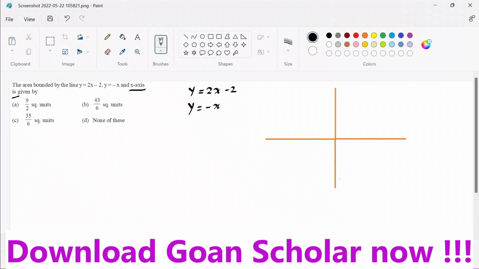Putting x as 0 in the first equation, we will get y as minus 2. So x is 0, y is minus 2. So this must be passing here, minus 2. And if y is 0, then x will be how much? x will be 1. So if y is 0, x will be 1. So this is your point, that you can substitute and check. So this is our equation of this line.